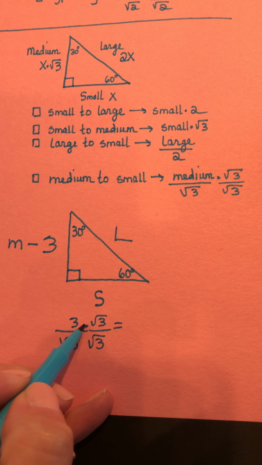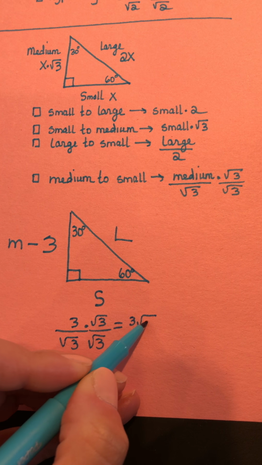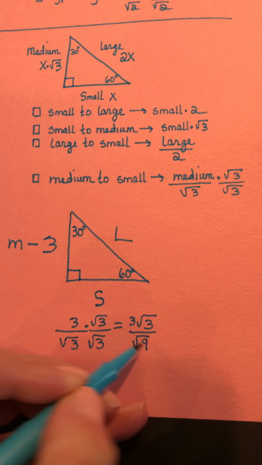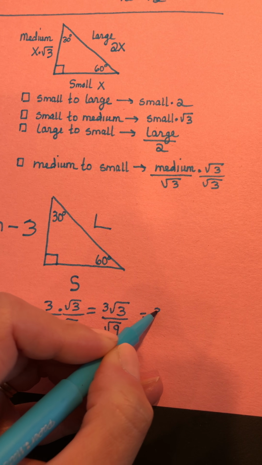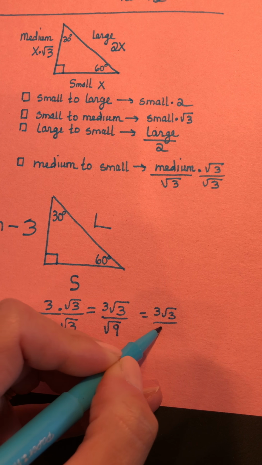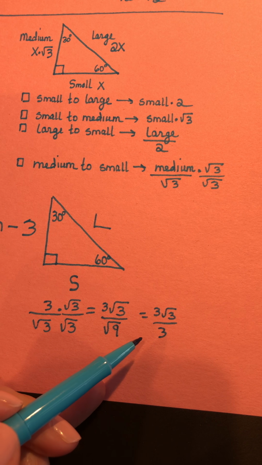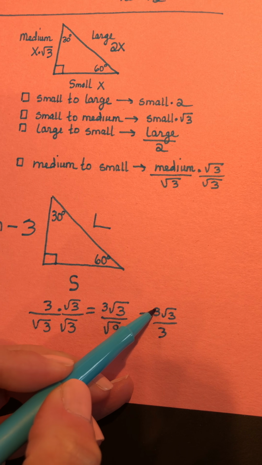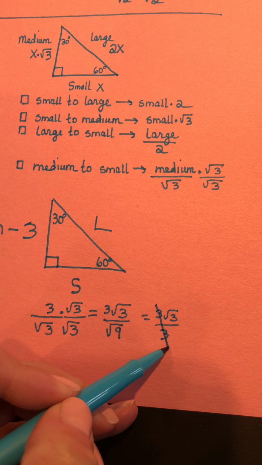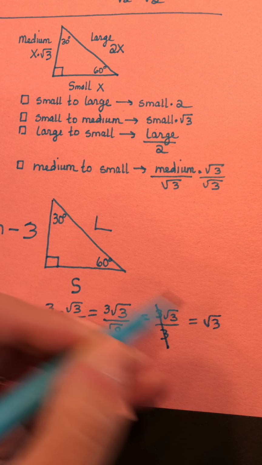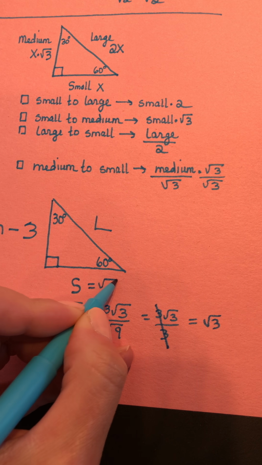Okay, this is 3 root 3 on the numerator. Root 3 times root 3 is the square root of 9, but what is the square root of 9? We know that that is 3. Now, think about this. Can you leave your final answer like this? The answer is no, because 3 over 3 technically simplifies. That's a fancy 1. So the correct answer is the square root of 3 for my small side.